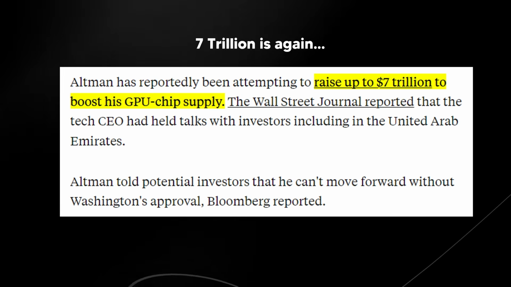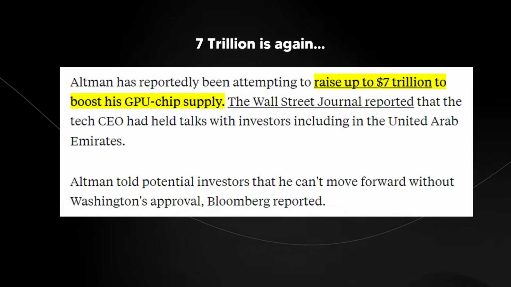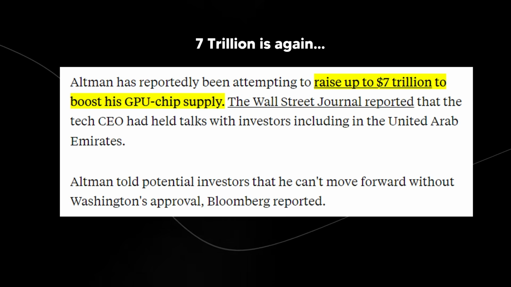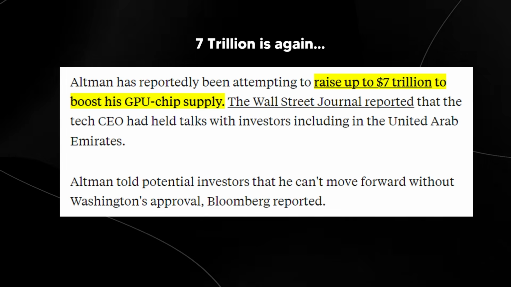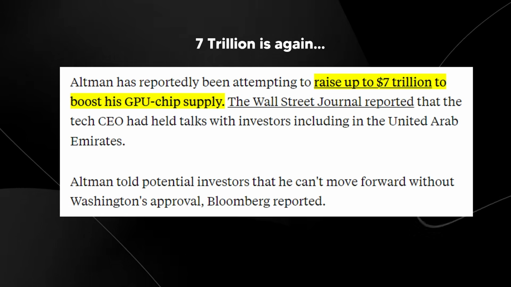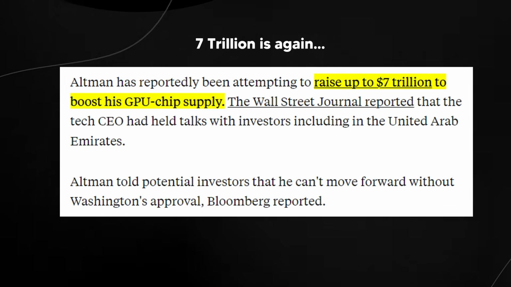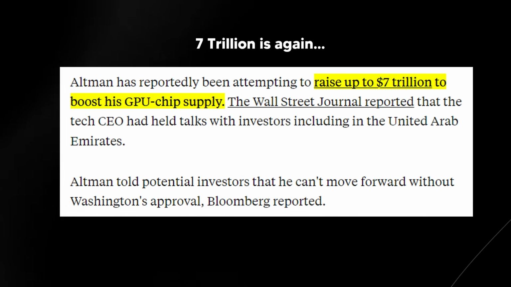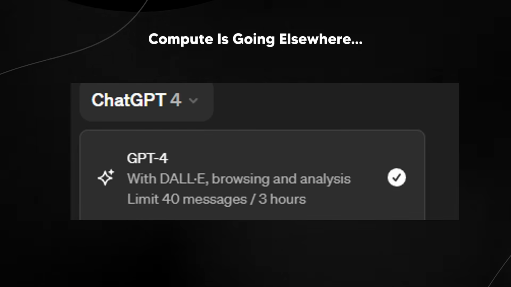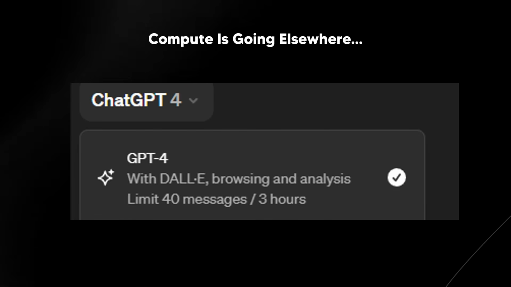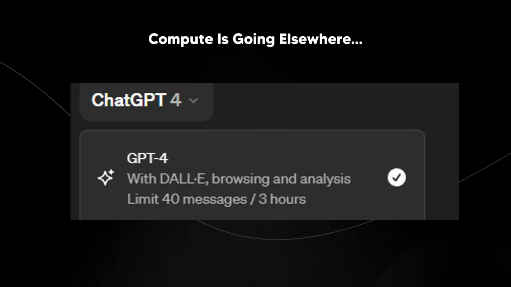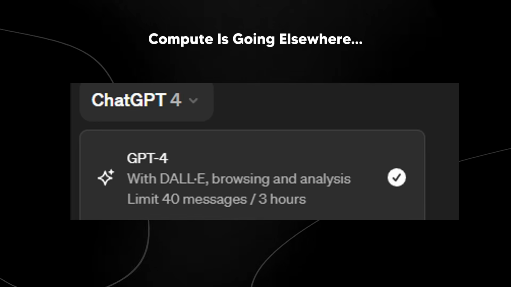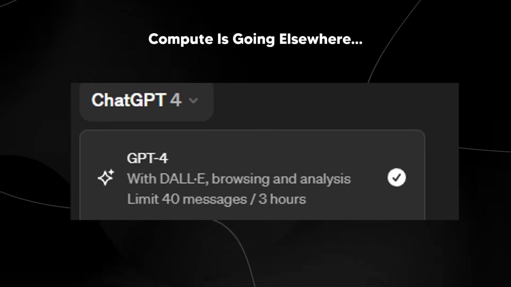So we do know that $7 trillion is quite a lot, but I'm guessing that they need more compute because they clearly do have something in which once they scale it up, it is going to result in an advanced AI system that most people simply aren't ready for. And of course, if you remember, we also know that the compute is going elsewhere. They are surely able to reduce the amount of GPT-4 messages. I mean, increase it to probably unlimited if they really want to. But I'm guessing that the compute for GPT-4 is going elsewhere.